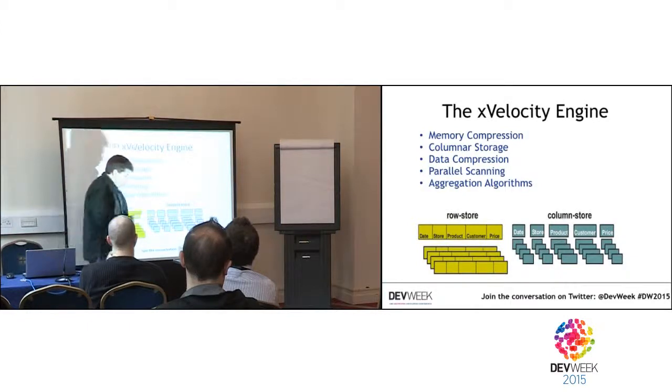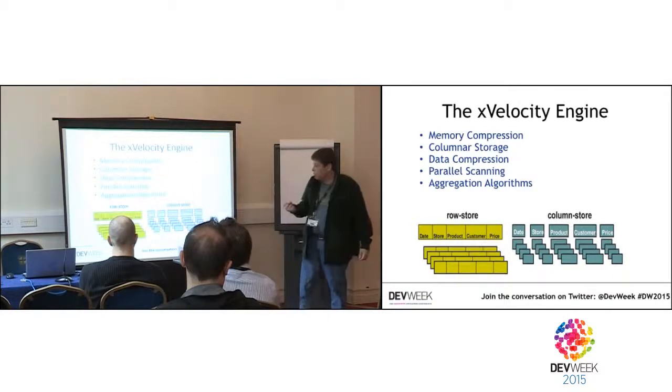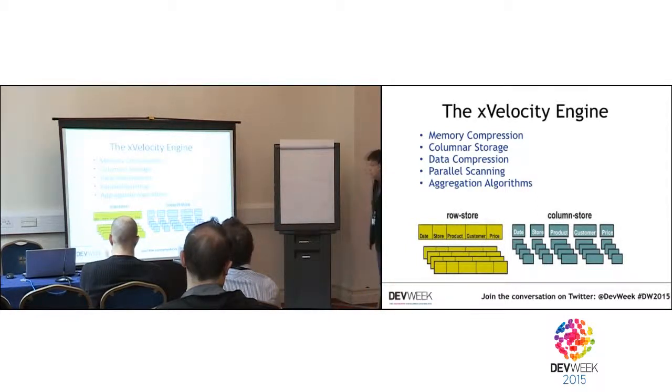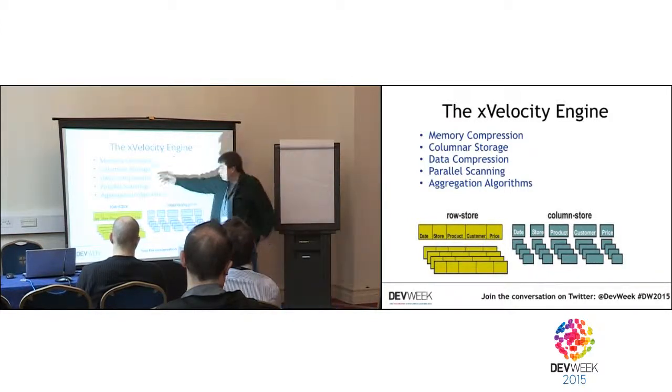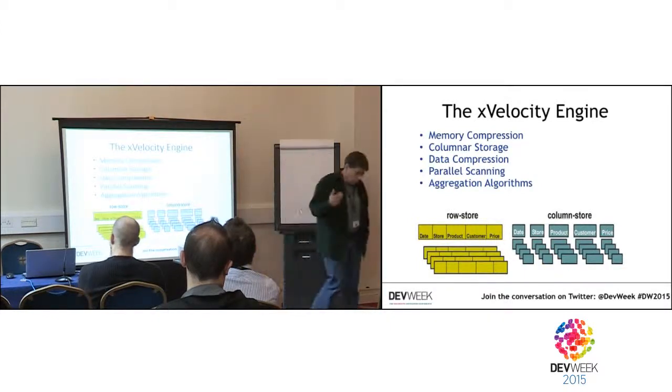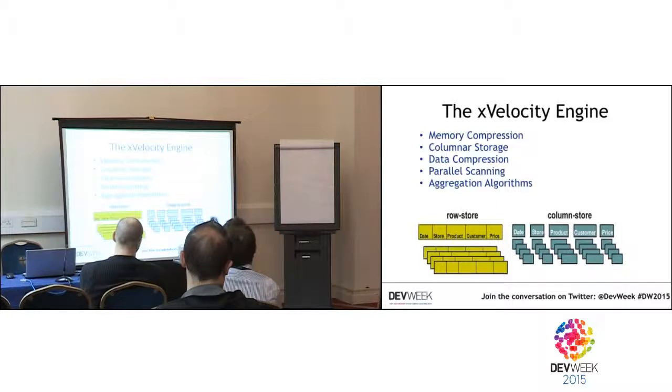And so why is this so performant? This is one of the reasons you've got to know what the engine does to be able to develop your models. This xVelocity engine is the whole engine that makes this thing performant. So it's not just Excel the way it was, they actually added this to it. It allows for memory compression, columnar storage, data compression, parallel scanning, and it has aggregation algorithms that have been tuned and are very performant. So one of the things there is, what is columnar storage as opposed to row-based storage?